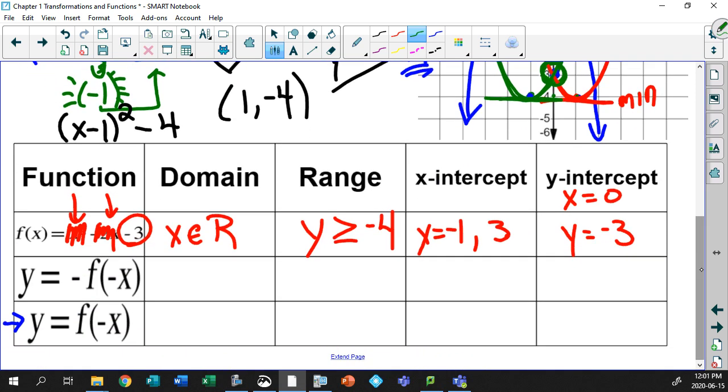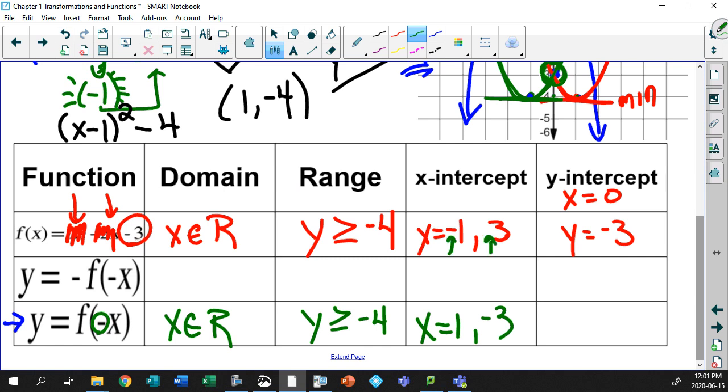Okay, so let's go back to here. Our domain is still an element of R. You can put whatever number you want in for x, it'll work. Your range is still greater than or equal to -4. Isn't that interesting? Your intercepts, because you flipped them horizontally, means you have to change the sign on all of the x's. So look, this becomes 1, this becomes -3. Isn't that interesting how they flipped from this and this? Wow, cool. Okay, your y-intercept hasn't changed. Your y-intercept is still -3.